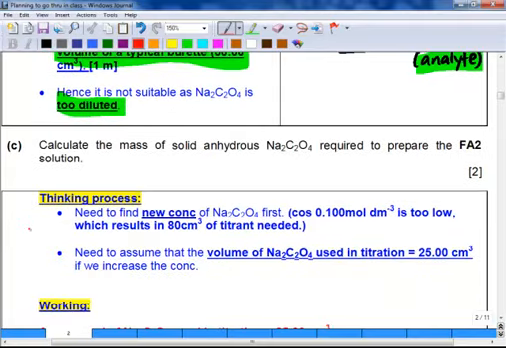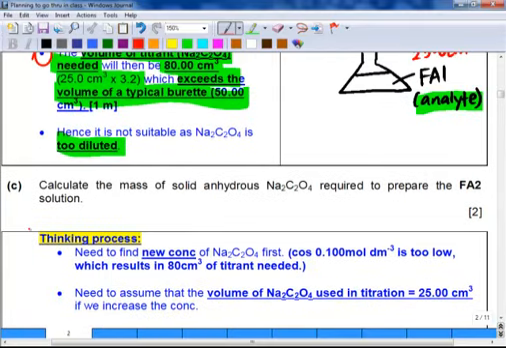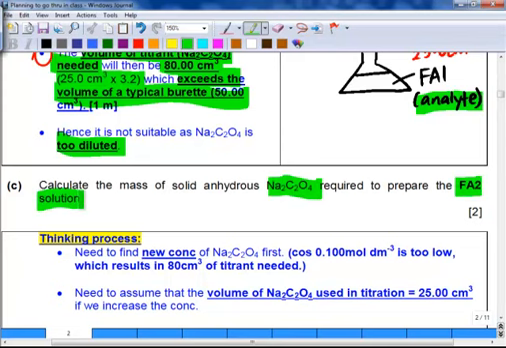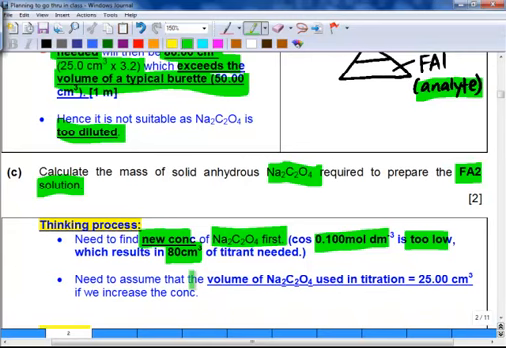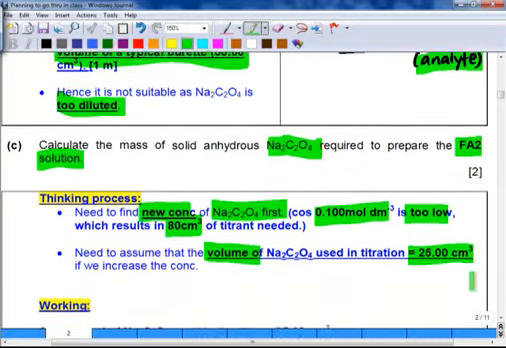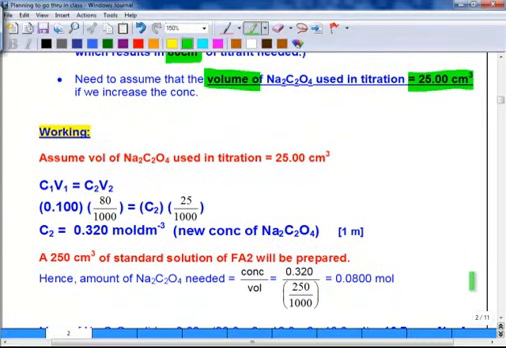Okay, next one. Calculate the mass of solid anhydrous Na2C2O4 required to prepare this FA2 solution. Thinking process, take note. You need to find the new concentration of the C2O4 first, because the 0.1 mole per dm cube is too low, which will result in 80 cm cube. So in this case, some of the principles we need to assume that the volume used is 25 cm cube. Everybody take note.